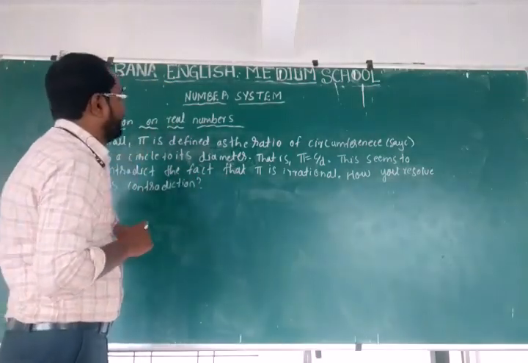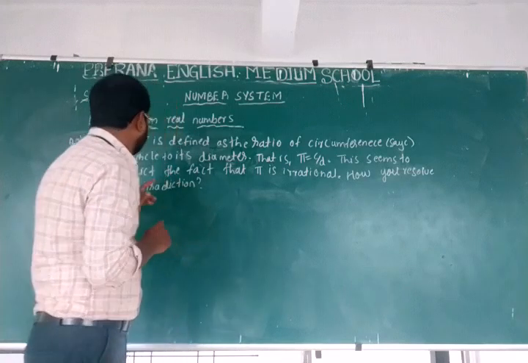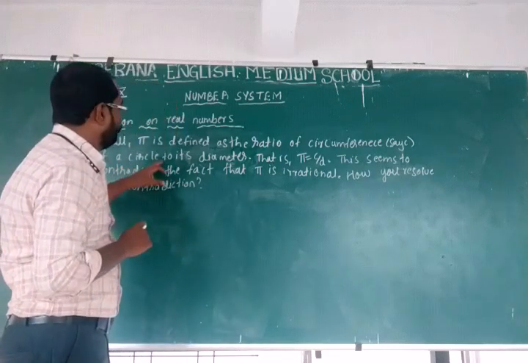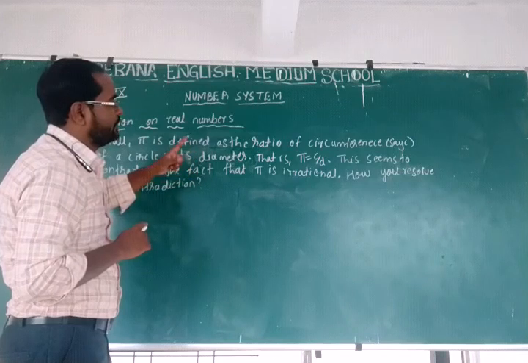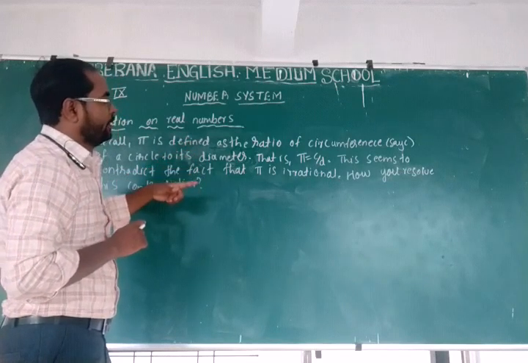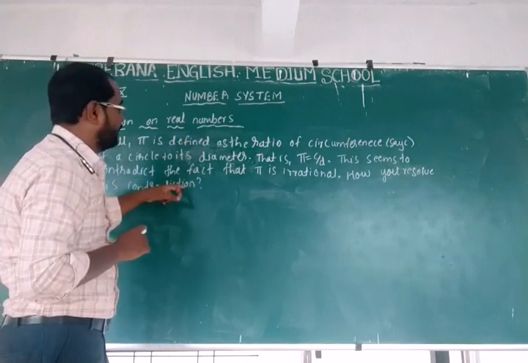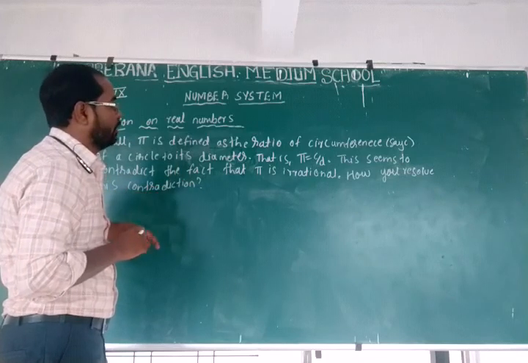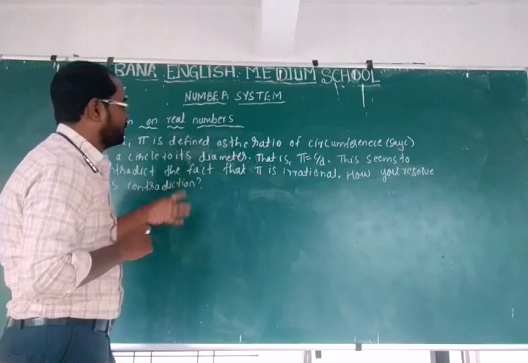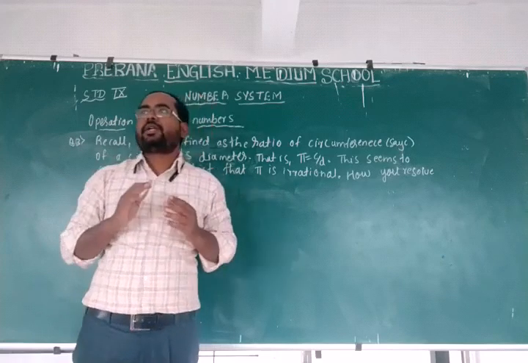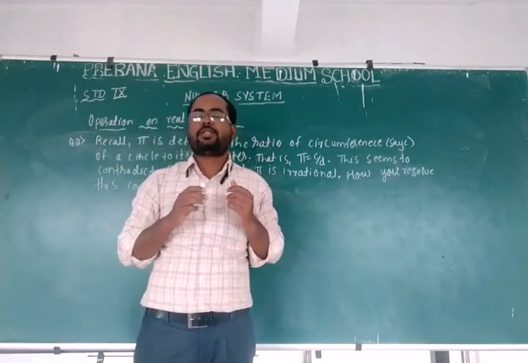Recall, pi is defined as the ratio of circumference, say C, of a circle to its diameter, say D, that is pi is equal to C by D. This seems to contradict the fact that pi is irrational. How will we resolve this contradiction? It means there is no such contradiction.